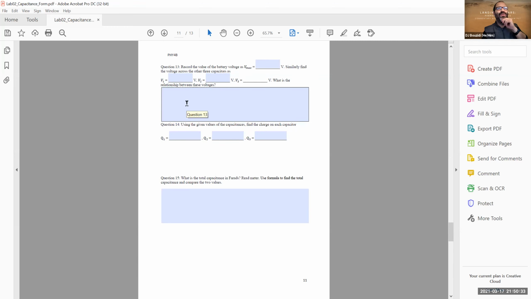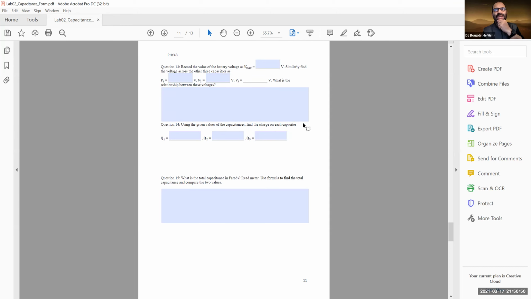And now what is the relationship with the voltages? You need to check that V, which is this voltage across the battery, must be the sum of this one plus this one plus this one. So you need to check this, okay? If you add up all of these three, it should be the same thing as this one.